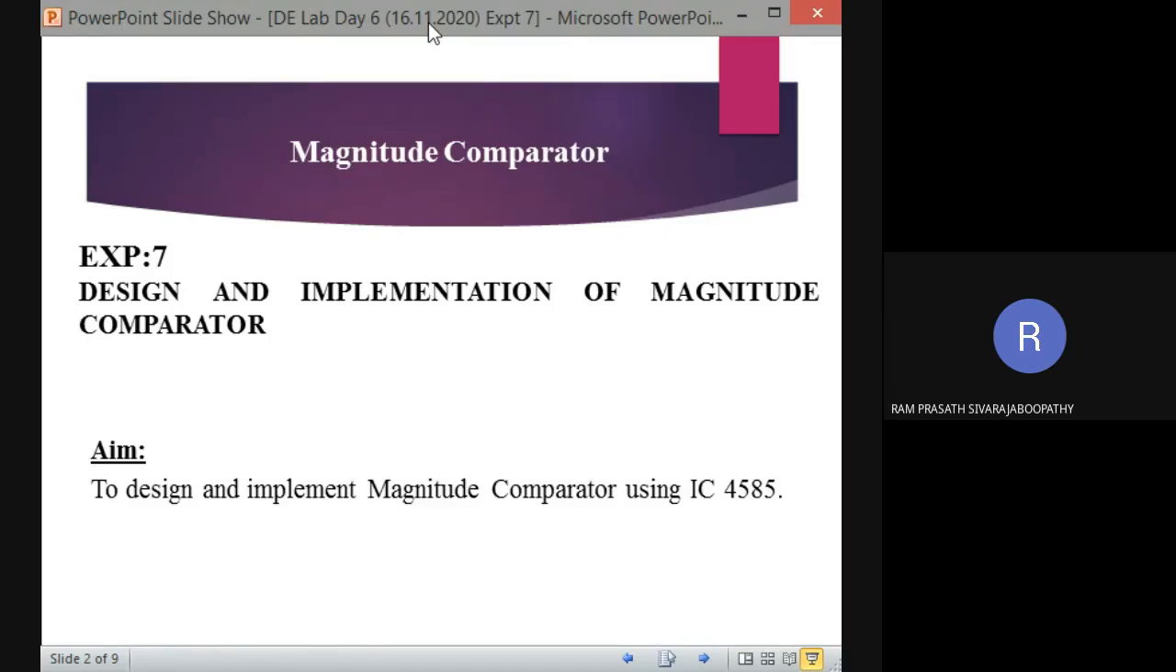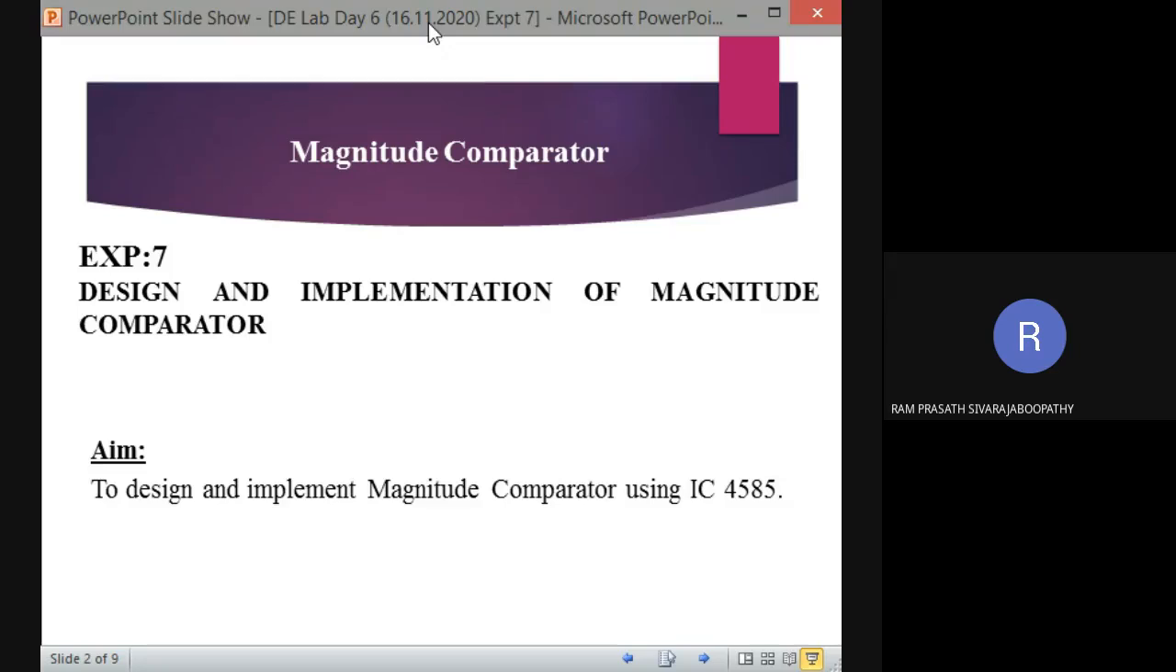In the theory portion, we have done the design part. The same is available as the IC. The IC number is 4585. In today's lab, we are going to implement a magnitude comparator, a 4-bit magnitude comparator. So this IC 4585 is a 4-bit magnitude comparator IC.